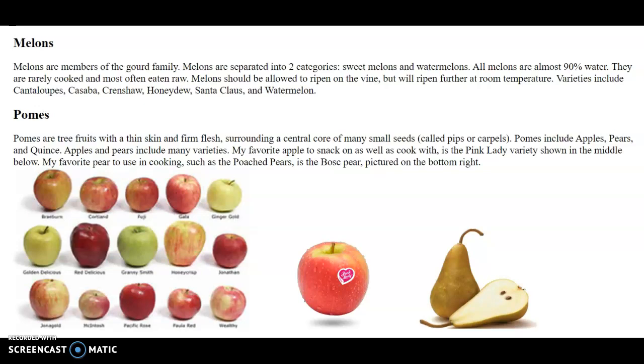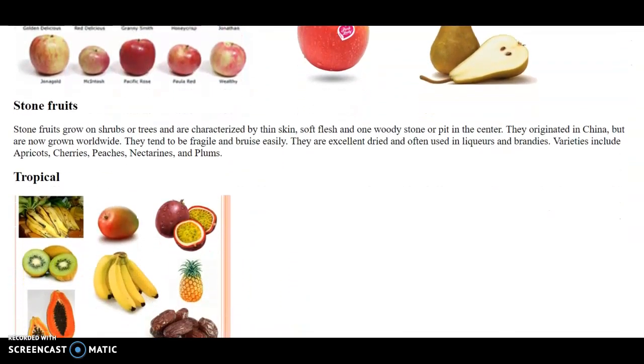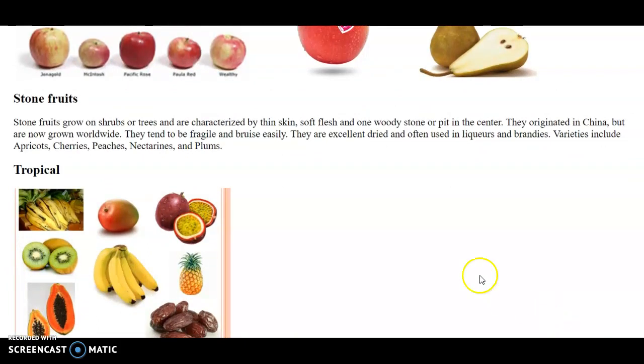Speaking of which, ripening happens by the ethylene gas. Ethylene gas, then, causes the ripening as well as over-ripening of your products. Fruit products, specifically. Stone fruits, then, are those fruits that, again, will grow on shrubs or trees. They have a thin skin and a soft flesh, but it's around one solid pit or one solid seed, like an apricot or a peach or a nectarine.